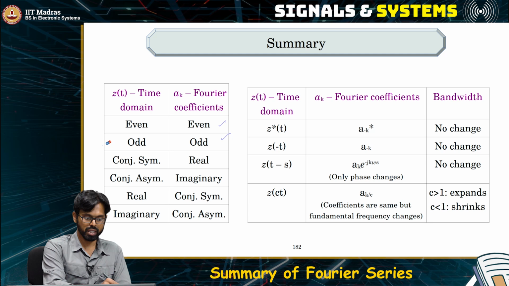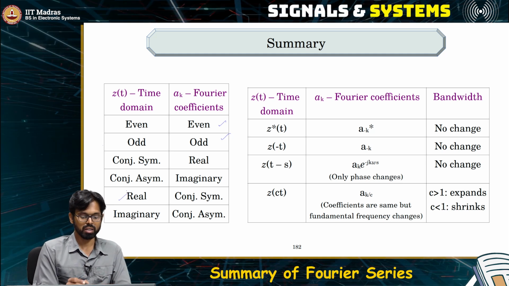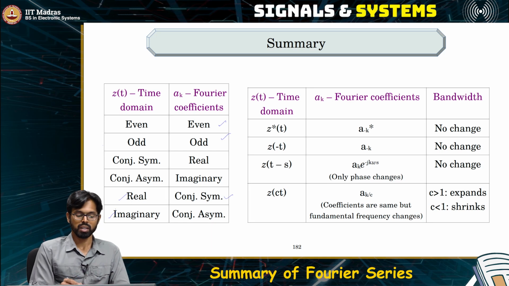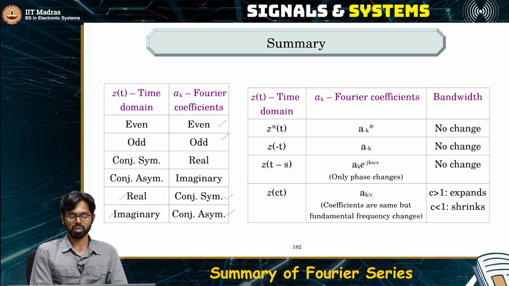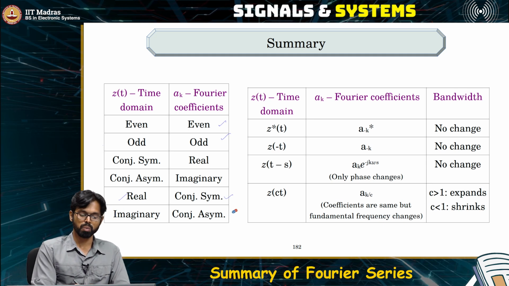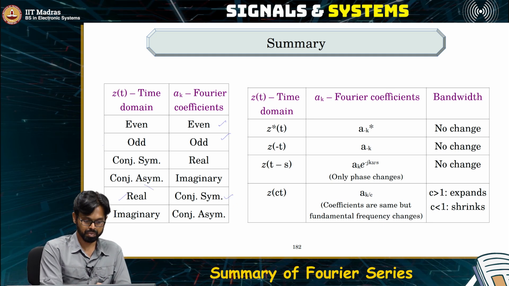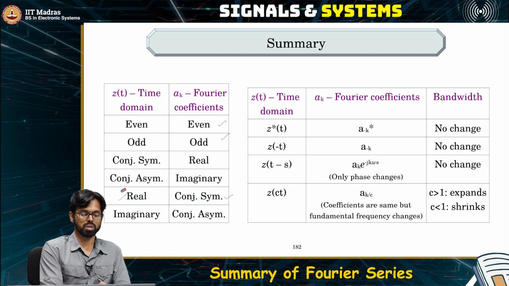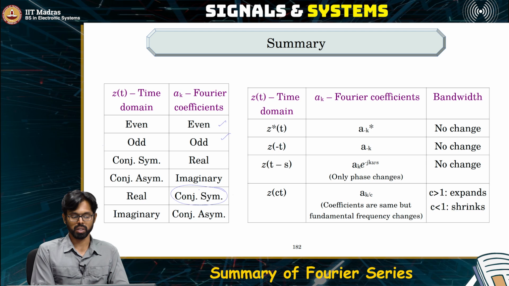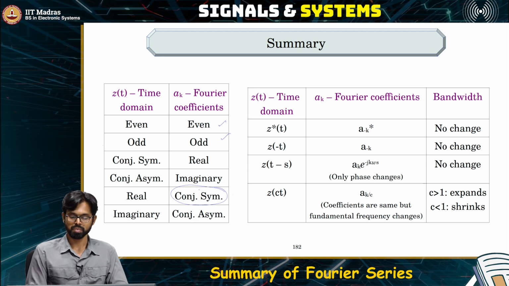And more importantly, if we have a real signal, then the Fourier series coefficient is conjugate symmetric. If you have an imaginary signal, then the Fourier series coefficient is conjugate asymmetric. This is very, very important, because in practice, most of our signals are real, which means most of the Fourier series coefficients that we would compute end up being conjugate symmetric. So we have to keep that in mind.